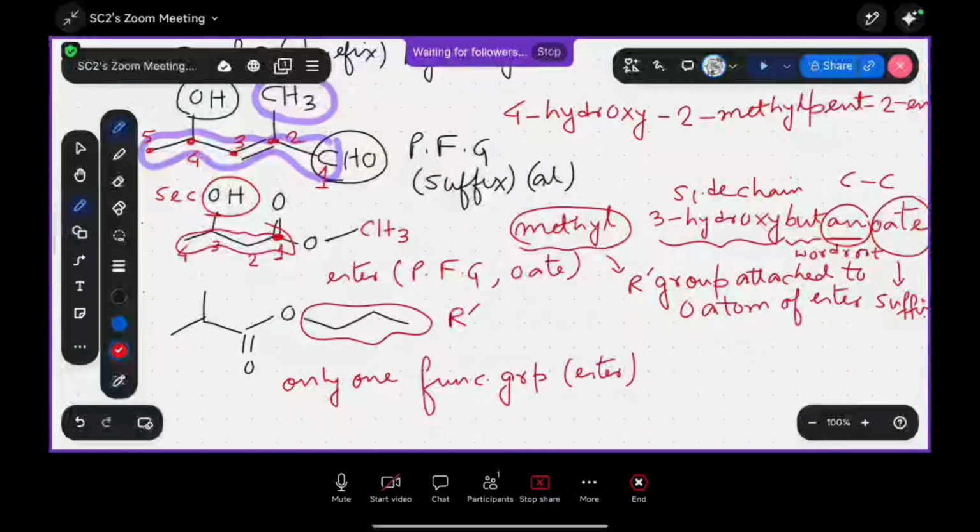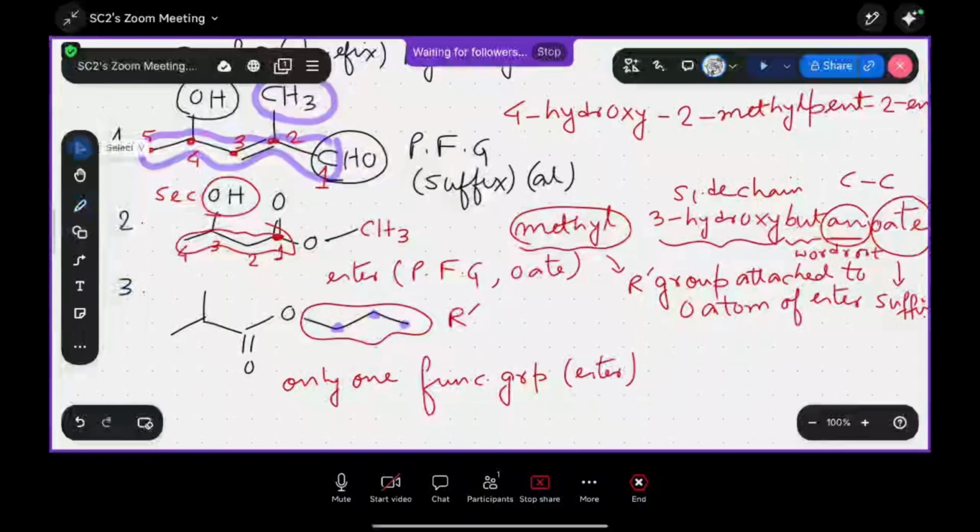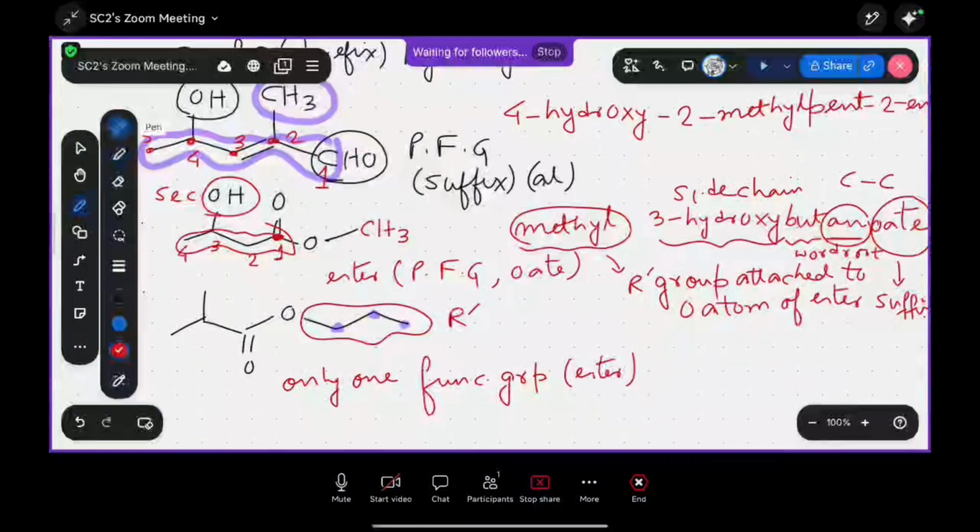How do you do it? How many carbons are there? See, there are 3 carbon atoms. In the R dash part, there are 3 carbon atoms, which means that this is the propyl group. Propyl, because it is having 3 carbon atoms. After that, we are having no more side chains or secondary functional groups. So it is propyl.